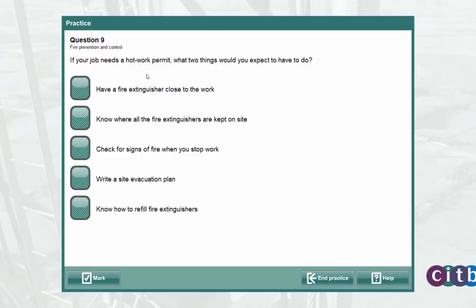If your job needs a hot work permit, what two things would you expect to have to do? Have a fire extinguisher close to the work. Know where all the fire extinguishers are kept on site. Check for signs of fire when you stop work. Write a site evacuation plan. Know how to refill fire extinguishers.